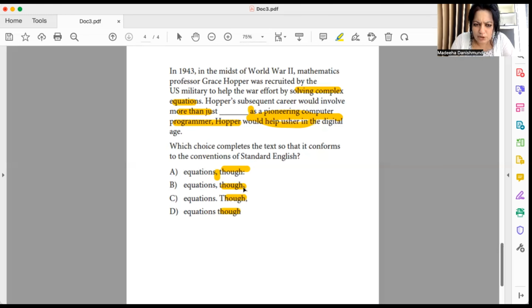Let's look at the other options still. Equations, though, if we take B, and the transition has commas on either side, it can be used as non-essential. Hopper's subsequent career would involve more than just equations. As a pioneering computer programmer, Hopper would help usher in the digital age. Sure, that does fit a little bit, but it's not nailing the explanation that occurs straight after. If you look at C, more than just equations, and then it starts off with a contrast. Although, as a pioneering computer programmer, Hopper would help, again it kind of sets off what the first half was saying. Misfit. Equations, though, no punctuation, straight up out. Doesn't make sense. You need to have some kind of punctuation. Two factors: number one, there is an explanation or an elaboration happening straight after, and because of the transition just before that, at the end of that former statement, we're left with A.